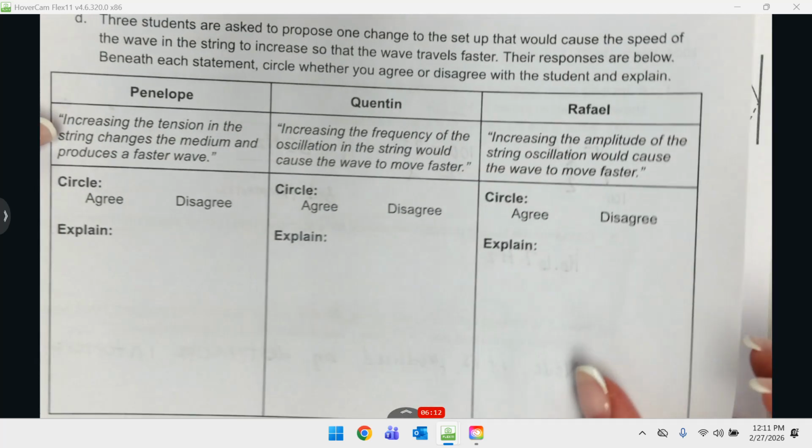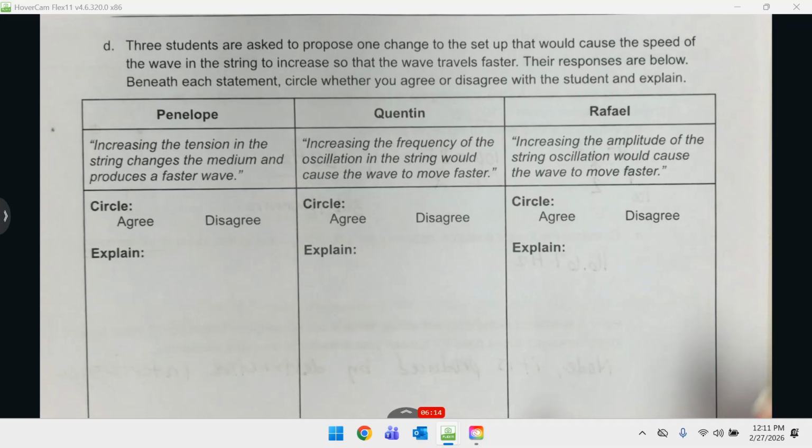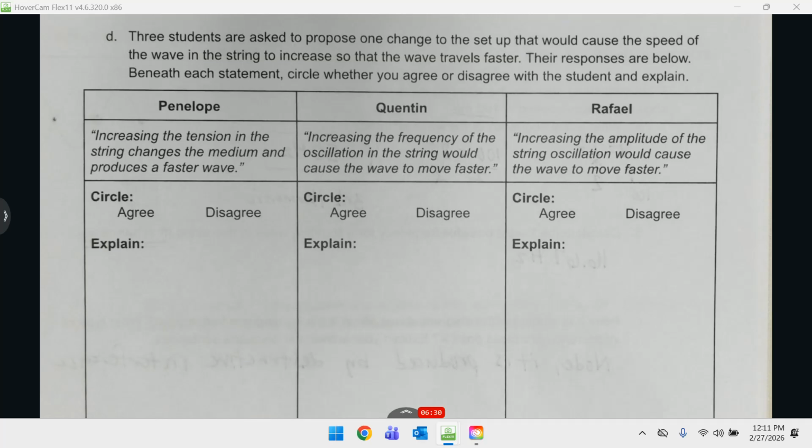All right. This is the last question on Form A. It says 3 students are asked to propose one change to the setup that would cause the speed of the wave in the string to increase so the wave travels faster. Their responses are below. Beneath each statement, circle whether you agree or disagree with the student and explain. So we've got 3 statements here from Penelope, Quentin, and Raphael.